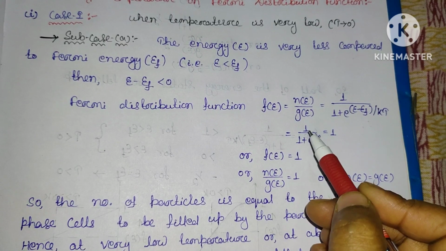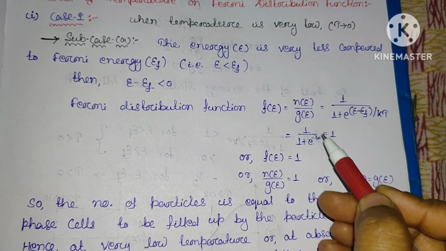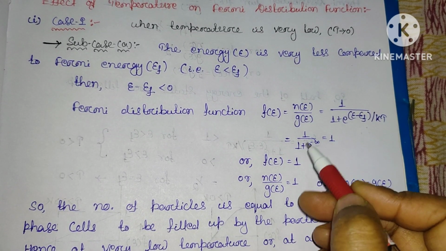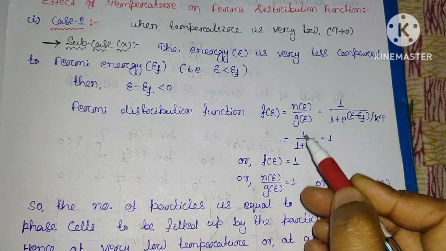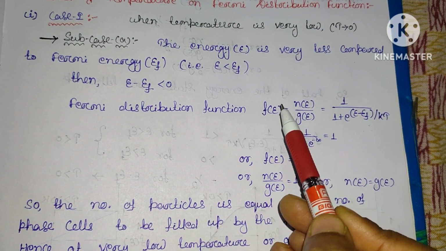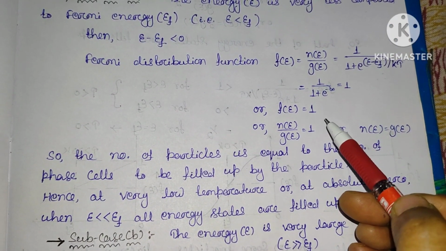This becomes 1 by 1 plus exponential minus infinity. So this term goes to 0, since 1 by infinity is 0. This term will be 1 by 1, that will be equal to 1. Here we have calculated that f of E will be equal to 1.